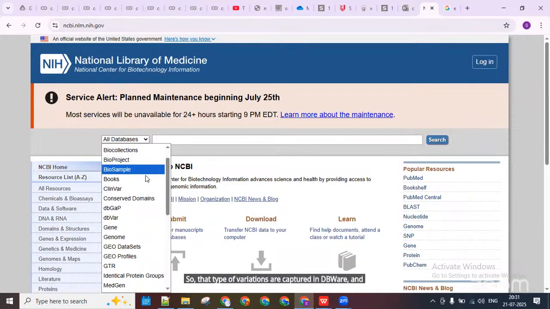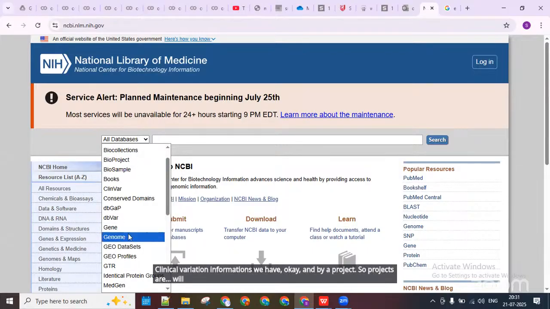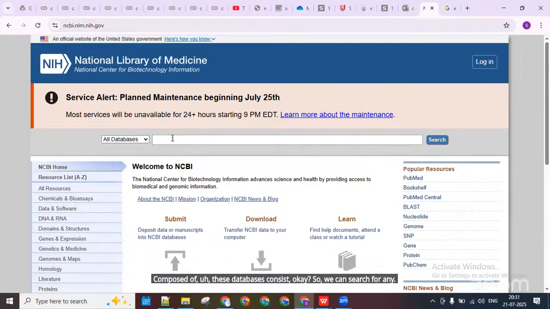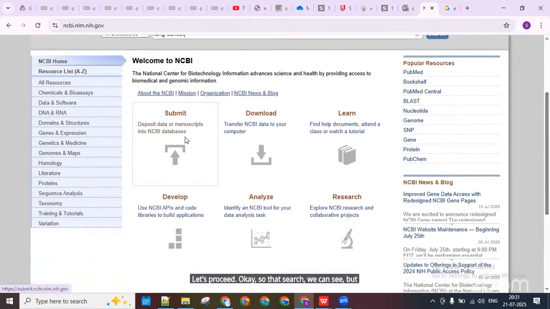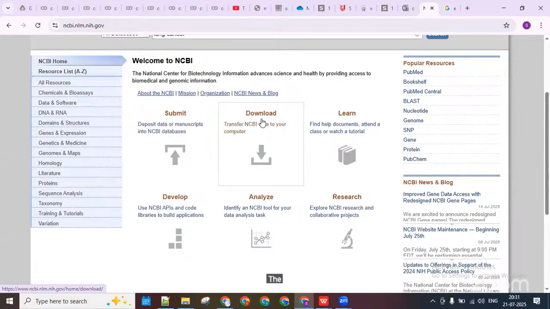And then we have BioSamples, Books, and clinical variation information, okay, and BioProjects. Projects will have different types of samples composed of these databases. So we can search for any data set. For example, you are interested in lung cancer, so let's proceed. Okay, so that search we can see, but you can also see here in the interface that we can submit data. For example, if you are working in a wet lab, you can submit the data, and you can download data directly from here. There are also learning materials here.